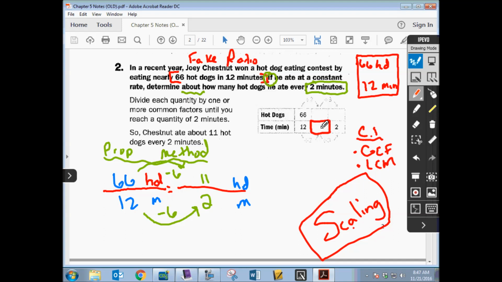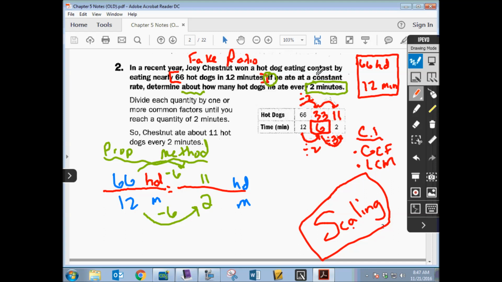Now, a lot of you that are really good with your multiplication tables can just do this mentally, and you can say, well, this one's pretty easy. I can make it 6, right? 12 can become 6 by dividing by 2, and then 6 can become 2 by dividing by 3. You all see that? So if we did that, what are we doing to our amount of time here? Divided by 2. So what do we have to do to our number of hot dogs? What are we doing to our number of minutes to go from here to here? Divide by 3. What are we doing here then?